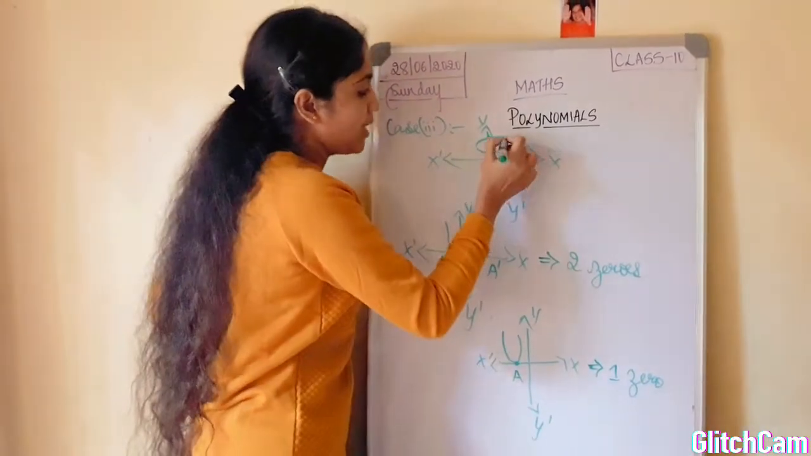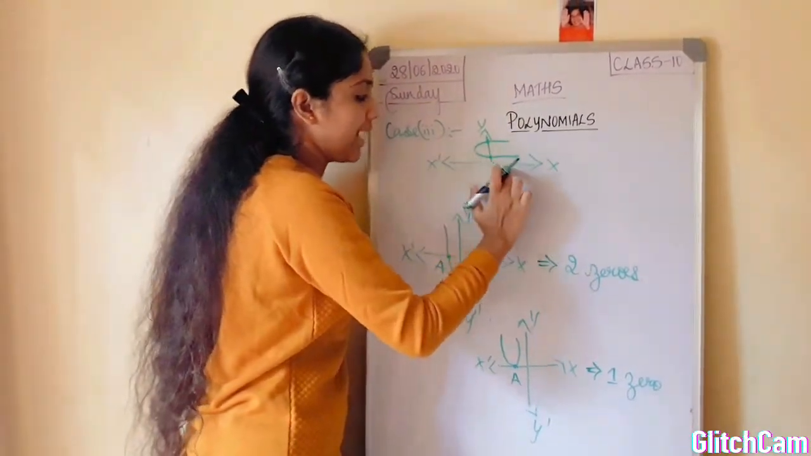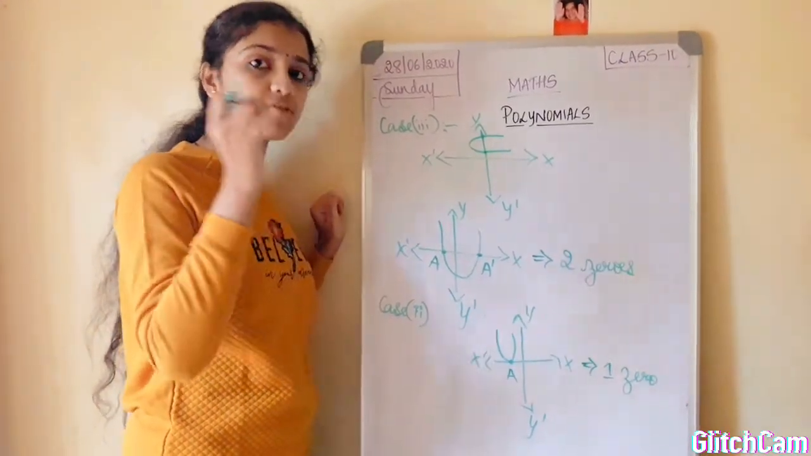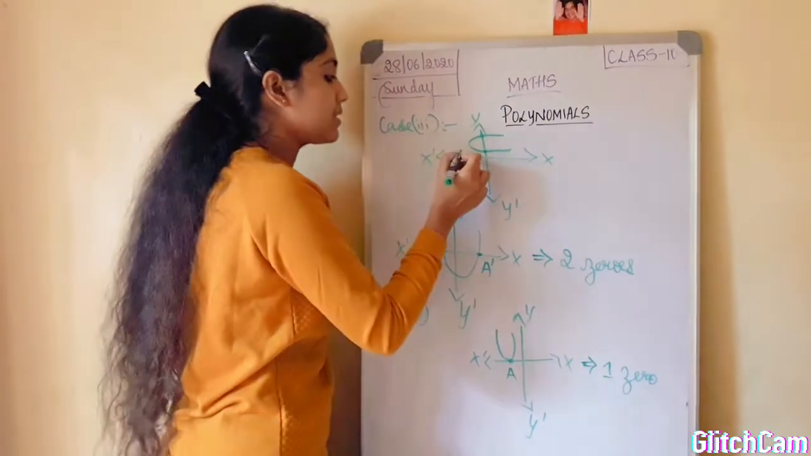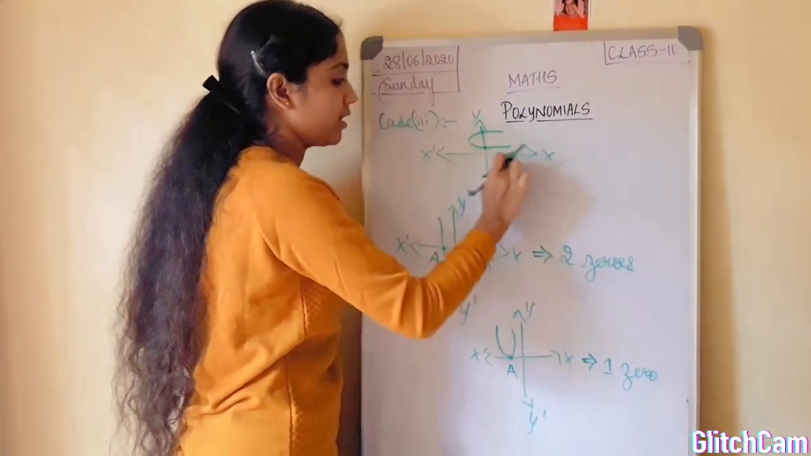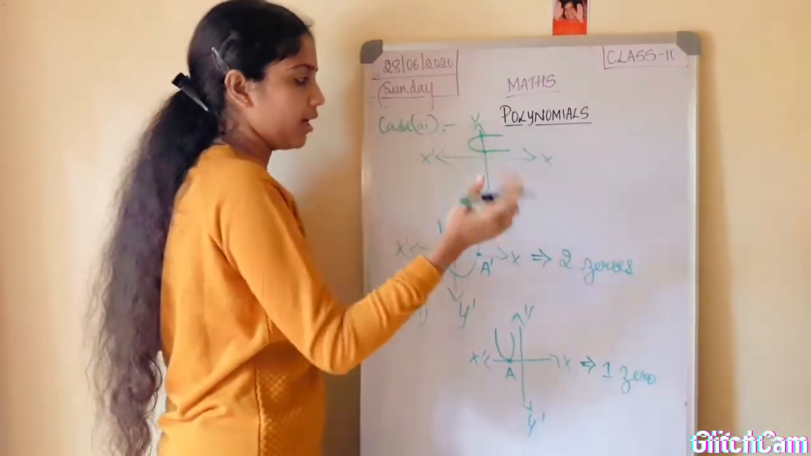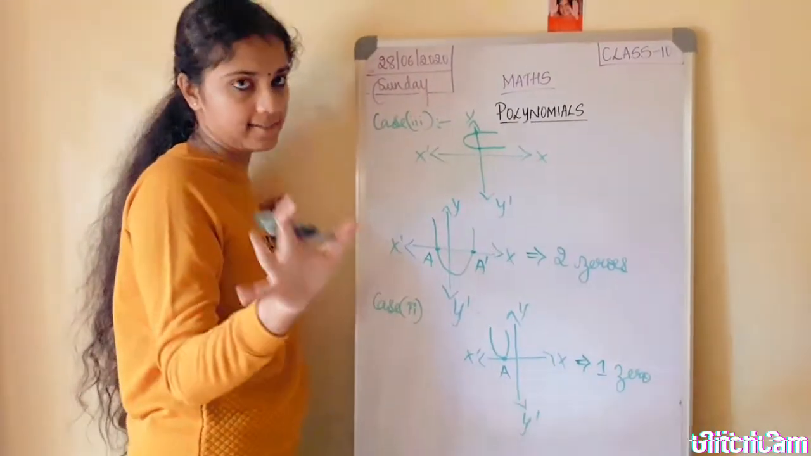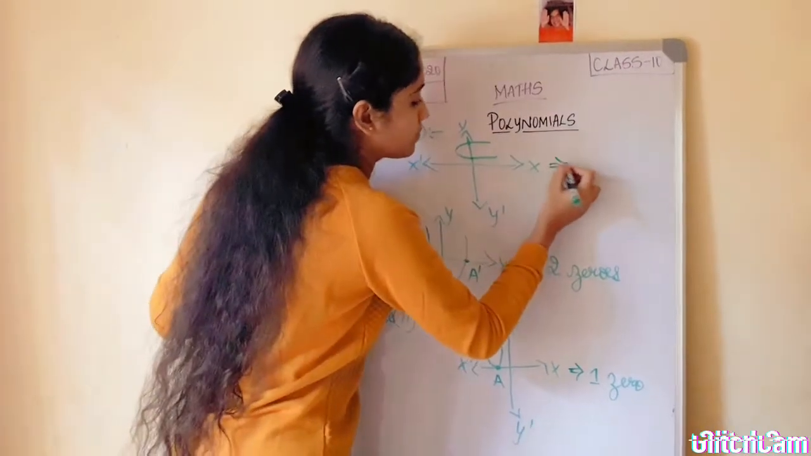Why? Because the parabola is not touching the x-axis, and we consider the points to be the zeros of the polynomial only when it is intersecting or touching the x-axis. But here it is not. So therefore, even though it is touching the y-axis, we don't consider that as a zero. And here you have no zero.